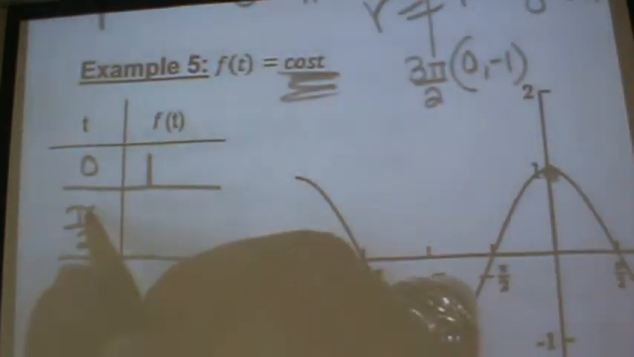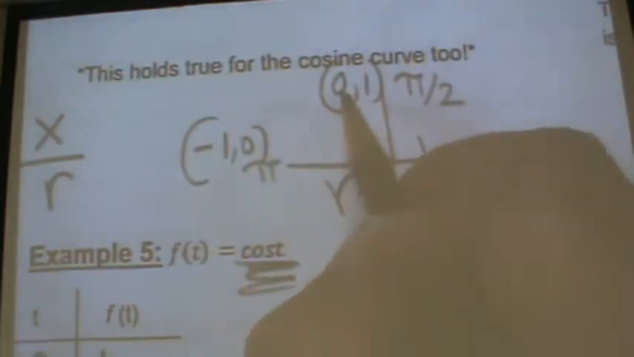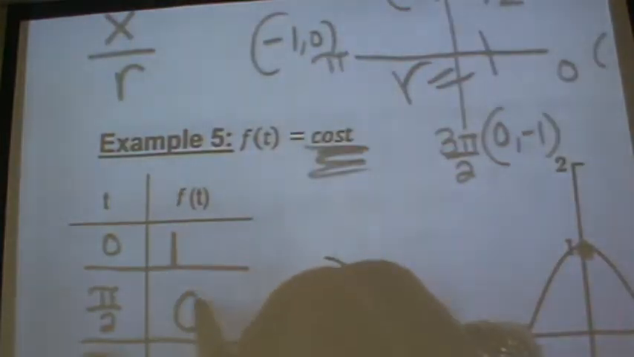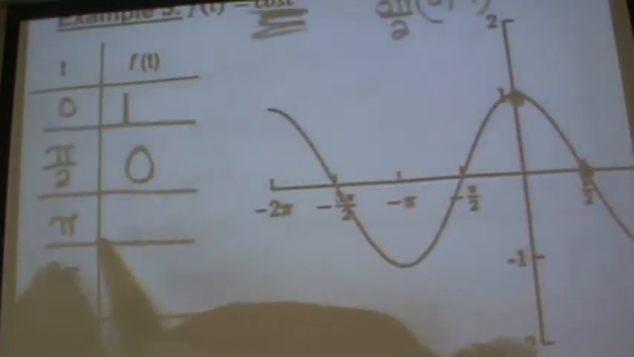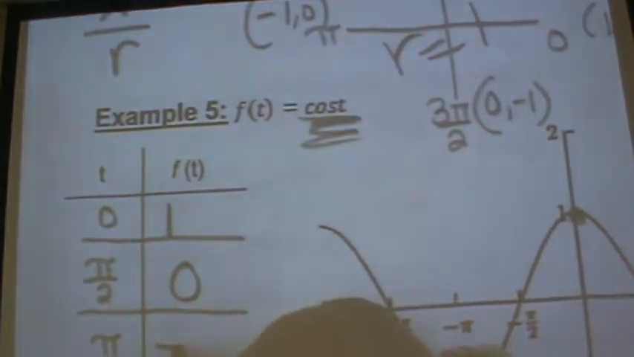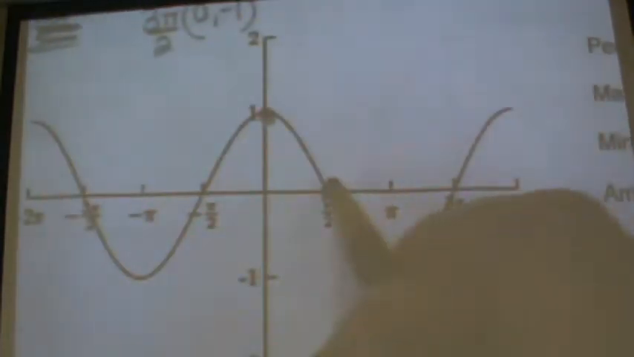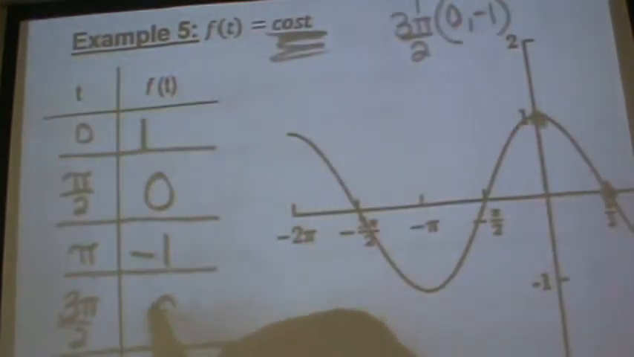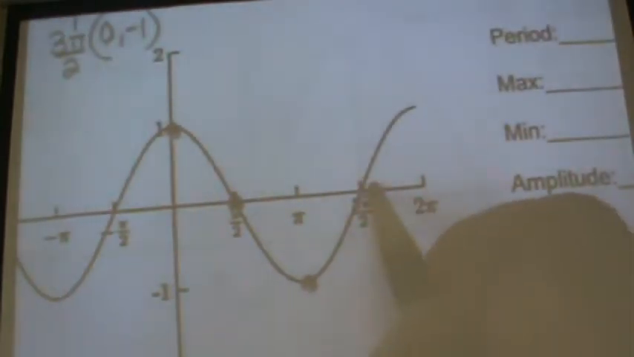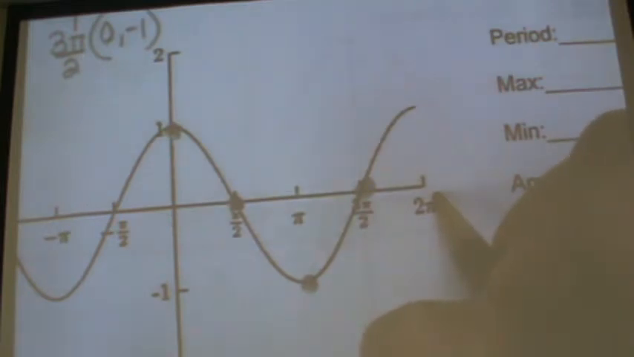Next point, pi over 2. Where's pi over 2? Right here. What's the x value? It's 0. So at pi over 2, it's at 0 right there. How about pi? Here's pi. Negative 1. So at pi, negative 1 right there. So I'm on my third point. Then 3 pi over 2, what's the x value? 0. Right there. And then 2 pi.